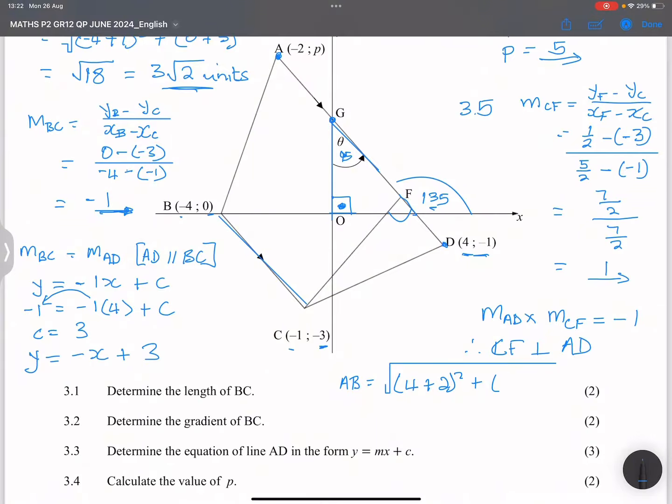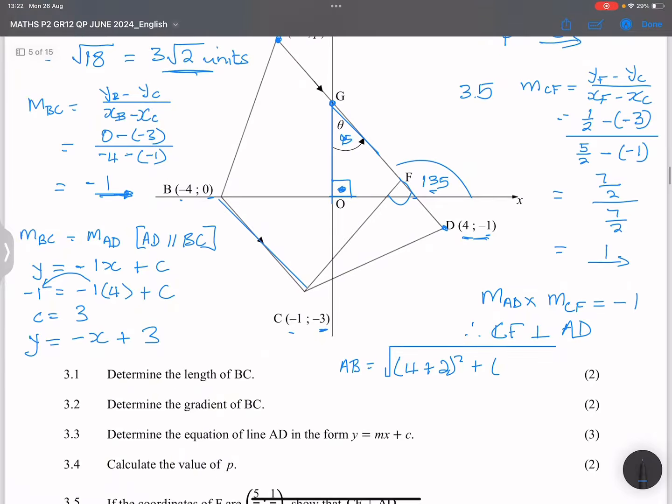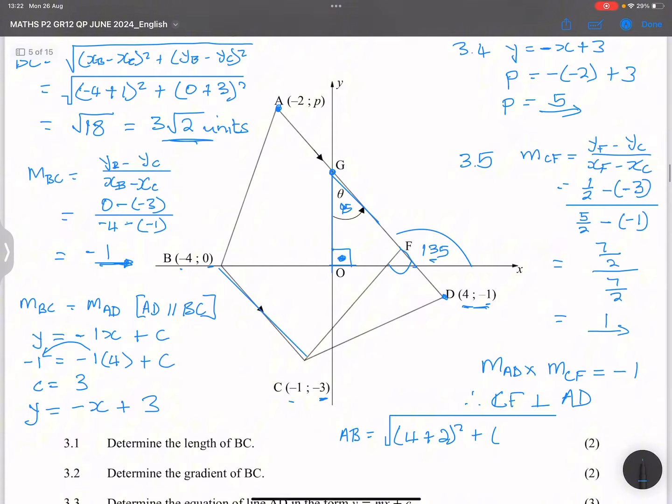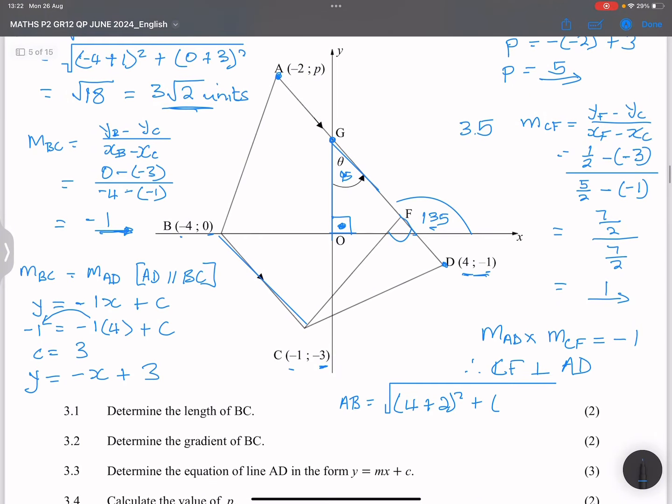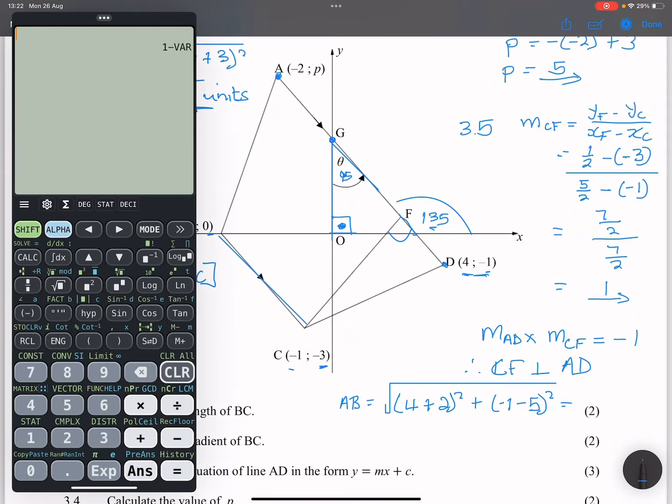the y values. You've got -1. We found the value of p. I remember, okay, it was 5. So that's -1 minus 5, right? So -1 minus +5 squared. Right, so let's put that in our calculator without necessarily wasting any time. So this is 4 plus 2 squared plus, we've got -1 minus 5 also squared. All right, so I'm going to give that in surd form. So that's 6 root 2 units.